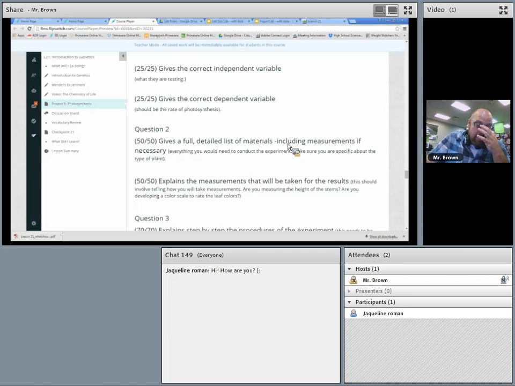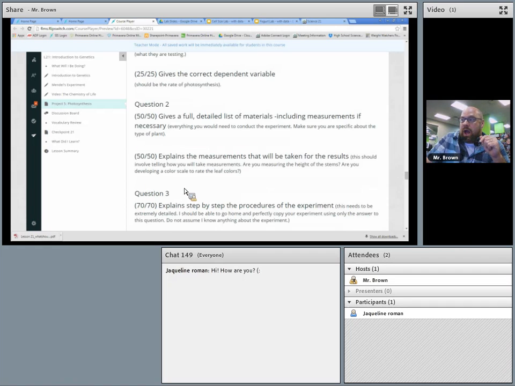How are you going to measure? Your unit should be in metric. If you're measuring height, say I will measure each plant in centimeters to see which one grows taller. Alrighty. Measurements, how the measurements will be taken. Are you going to take them every 2 days? Every day? How long are you going to do the experiment for? Are you developing a color scale? What are you measuring, and how are you measuring it?